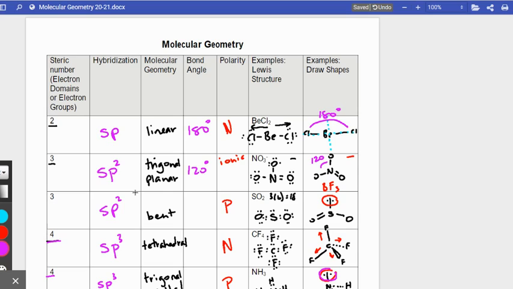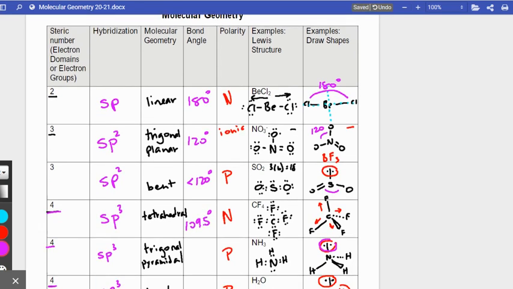For the bent shape, I'm going to put that it's just a little bit less than 120 degrees, because these lone pairs of electrons around the sulfur are extra repulsive. They're going to push the oxygens a little closer together, so the angle between the oxygens is going to be just slightly less than 120. That's our bond angle, the angle between the 2 bonds. Okay, for tetrahedral, remember it's 109.5 degrees.